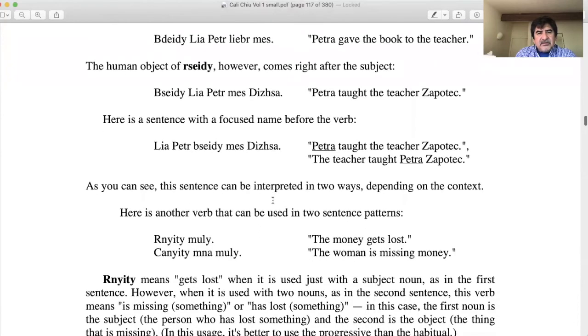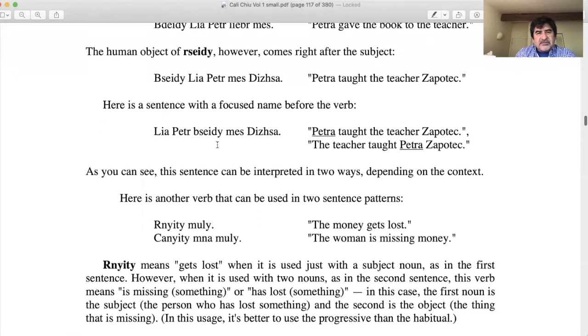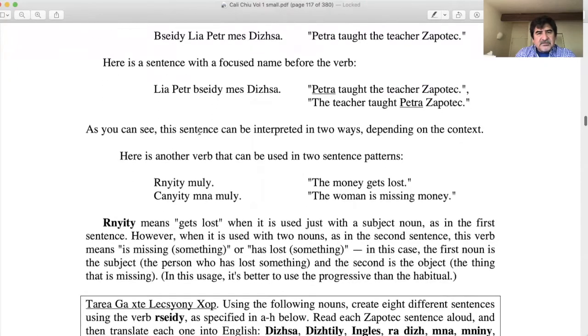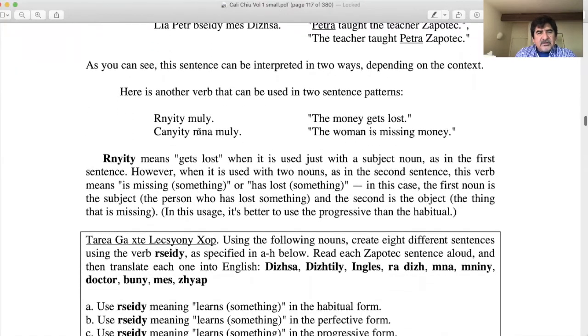Okay, here's the next one. Lepeter said mestiza. And remember now, Lepeter is a subject, right? So who's doing the action? It is the teacher who is teaching Zapotec to Lepeter. I think that we've seen many sentences like this. These are the focus sentences. Okay, next one.